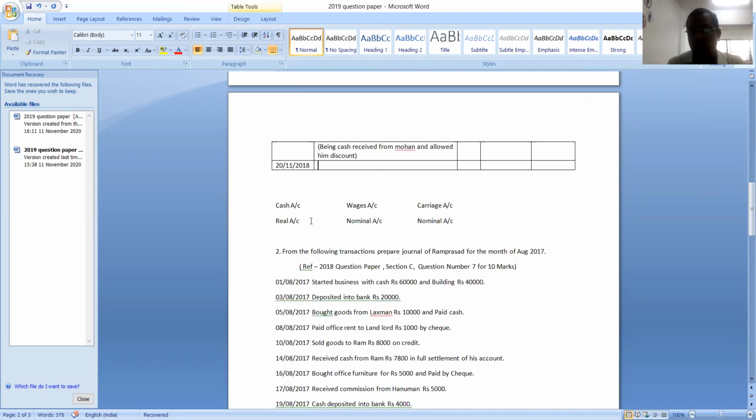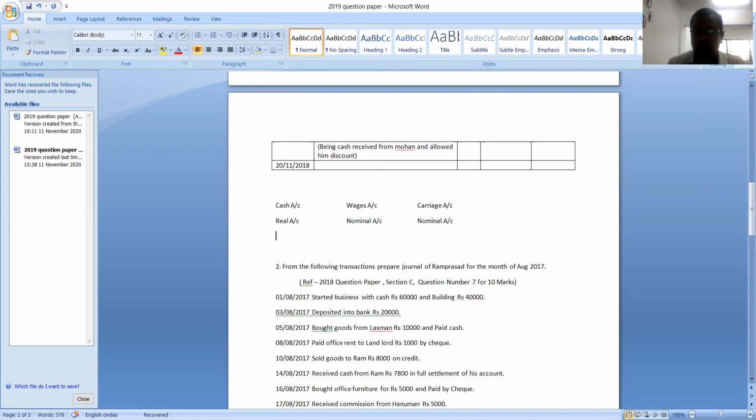It means what? Cash is going out of the business, right? So here, what is the rule of real account? Debit what comes in, credit what goes out. Cash goes out of the business, so we have to credit which account? We have to credit cash account. Understood? Which account should be debited?